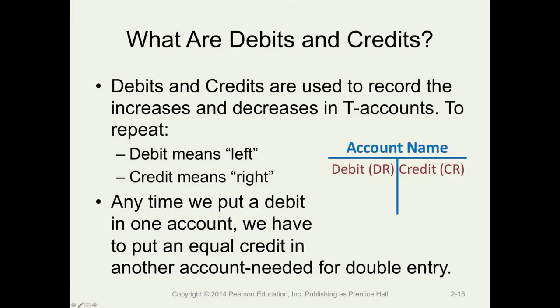So to summarize, what are debits and credits? A debit is going to be the left side of the ledger account, abbreviated DR, and a credit is the right side of a ledger account, abbreviated CR. Anytime we put a debit in one account, we have to put an equal amount of a credit in another in order to balance, just like the accounting equation, using the double entry bookkeeping system.